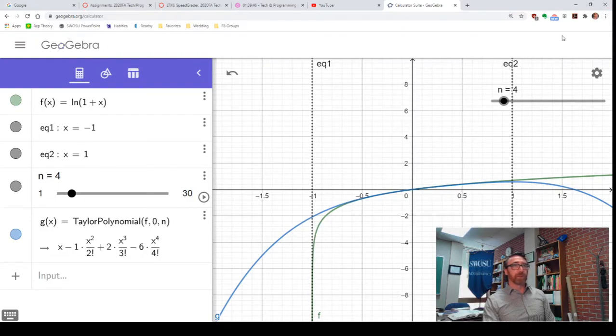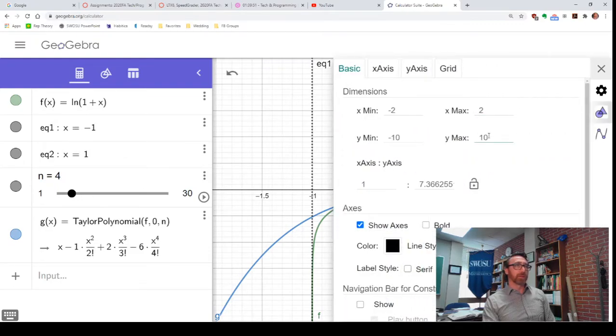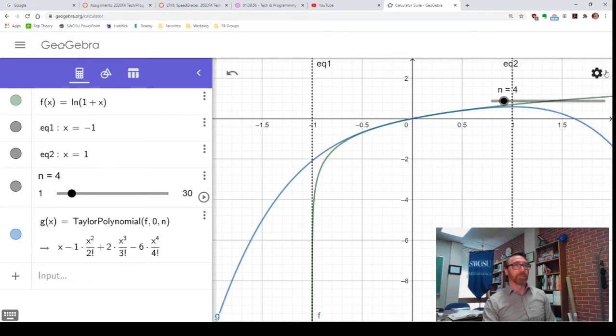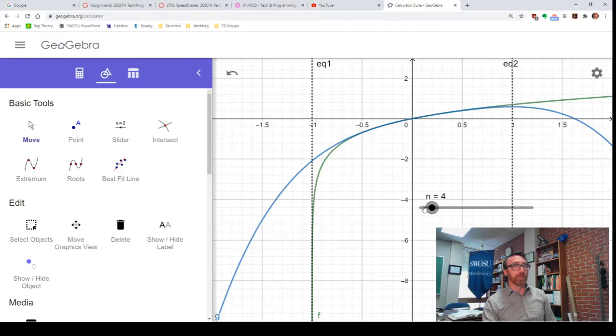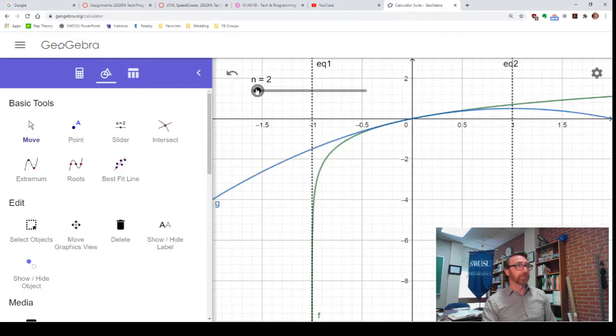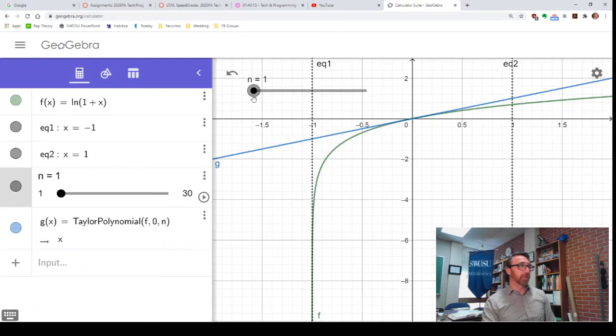Now, if I change my settings again, let's make the y max like 3 or something like that. It'll be a little bit more familiar picture. Let me move this slider out of the way. We don't want it up there right now. Let's put it over here. Okay, so in the green you can see ln x. The blue is the Taylor polynomial. First degree Taylor polynomial is x.